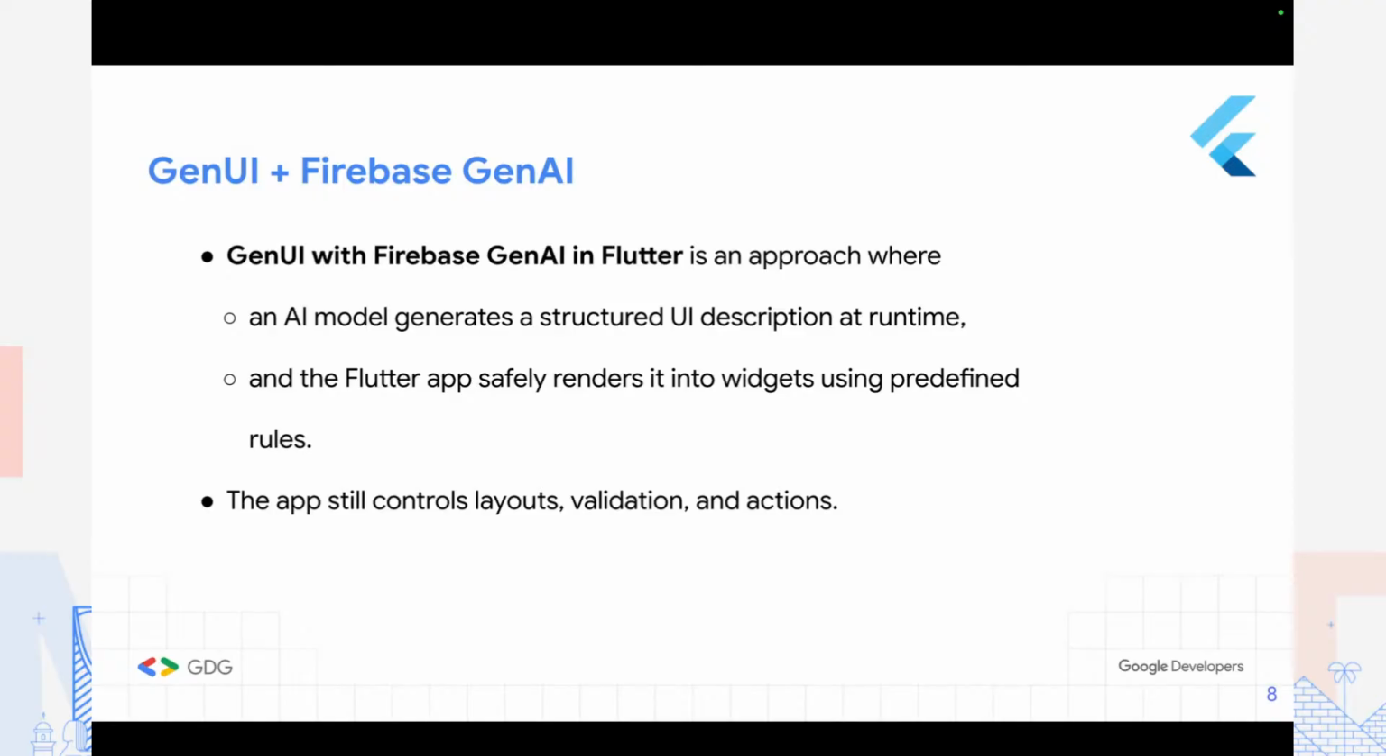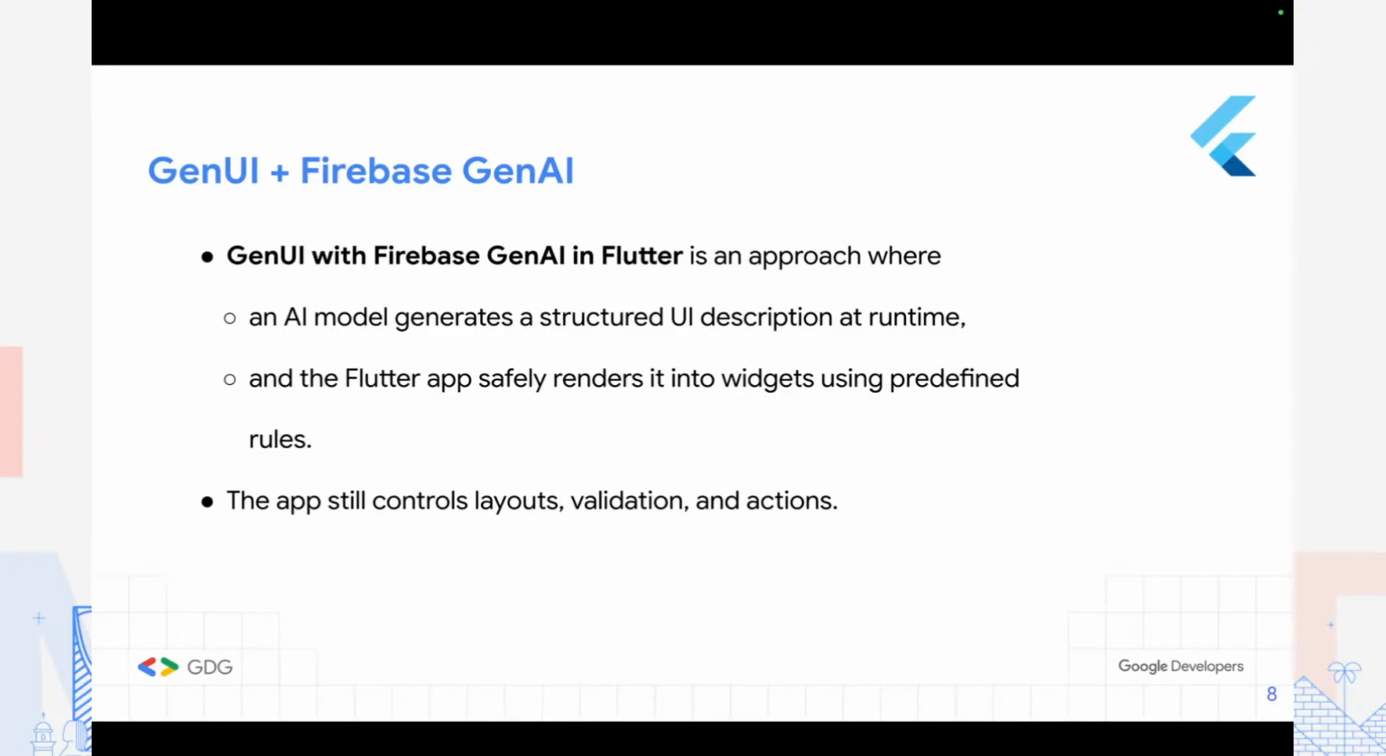Now, when we use generative UI with Firebase Gen AI, an AI model generates output which will be structured into a UI at runtime. So, what this means is when the JSON is generated at runtime, we are going to have the widgets rendered. Flutter is going to render the widgets at runtime here, and we will see an example for that also.